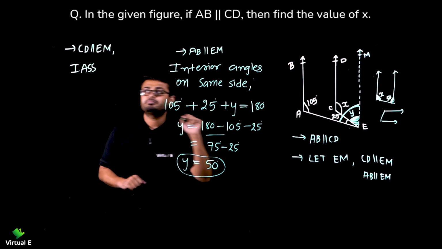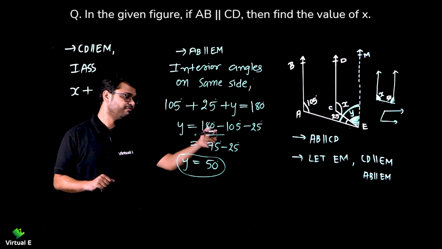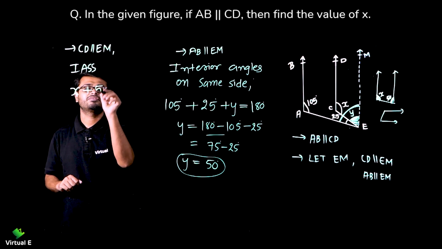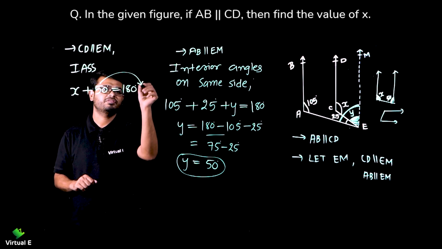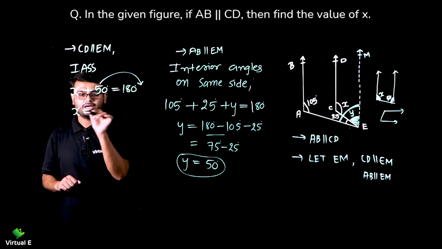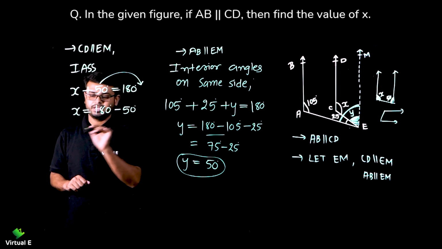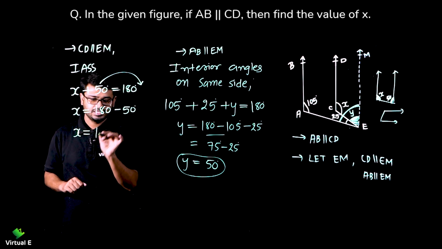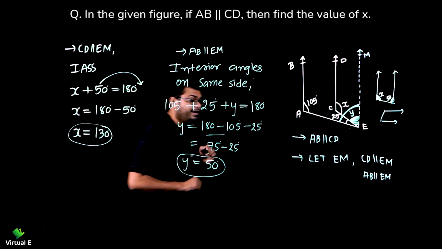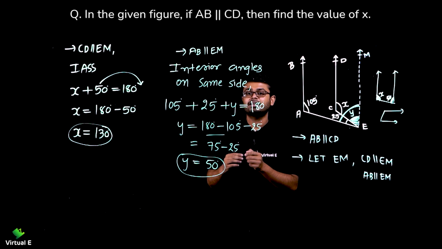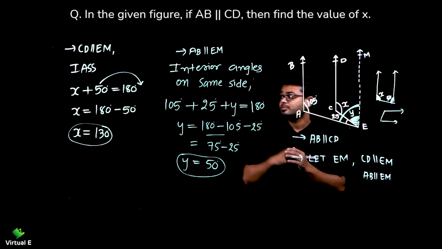Now if I add them, what am I supposed to get? 180 degrees. X plus, what is the value of Y? That is 50 degrees, is equal to 180 degrees. Let's shift 50 over that side. So X is equal to 180 degrees minus 50 degrees. So the value of x is 130 degrees. This is our final answer, right? Y was just helping us to get the correct answer. It was an important step though. Without that, it's not at all possible.